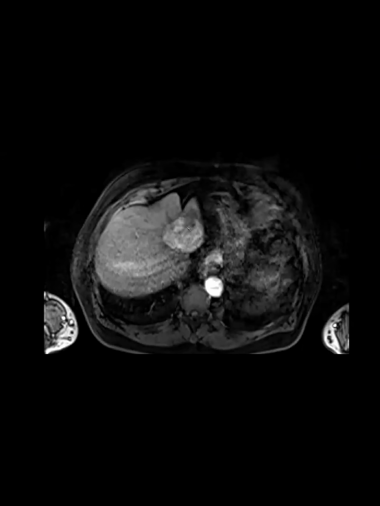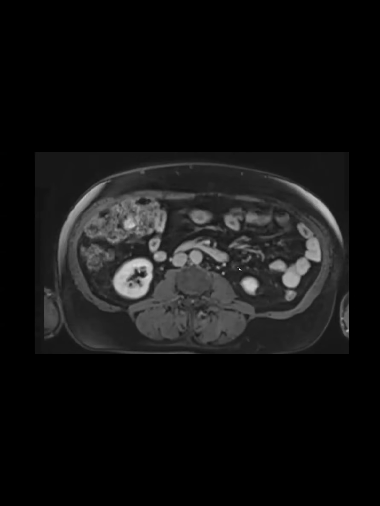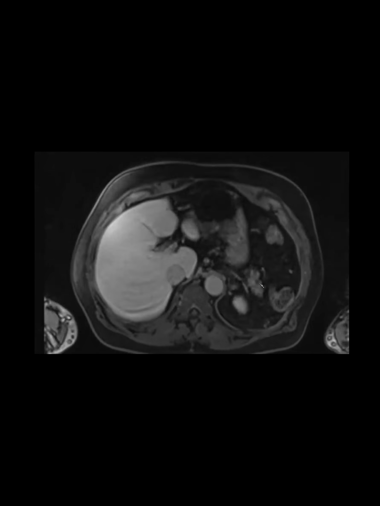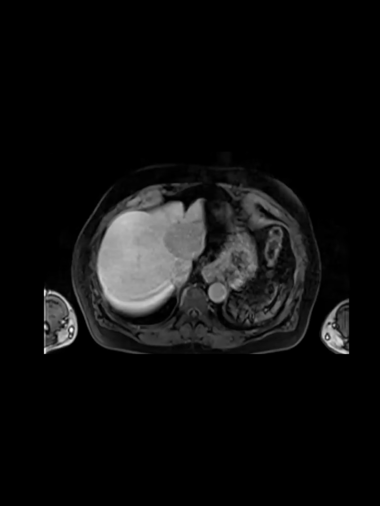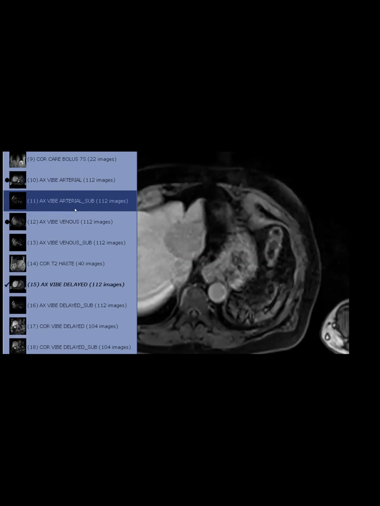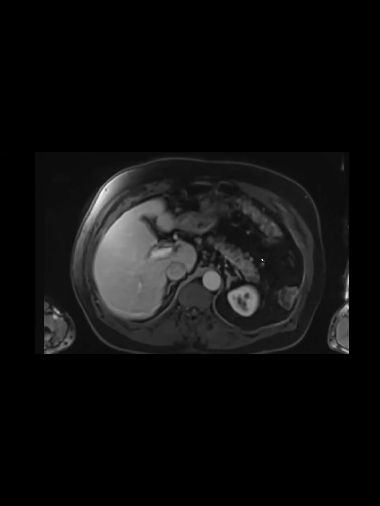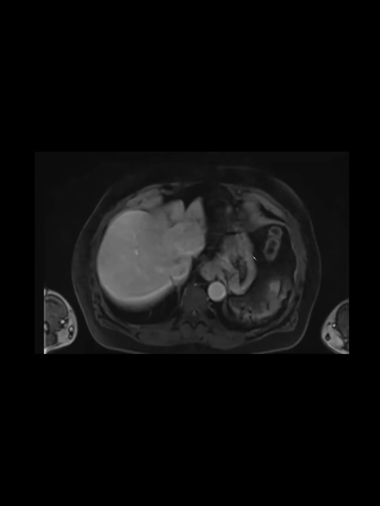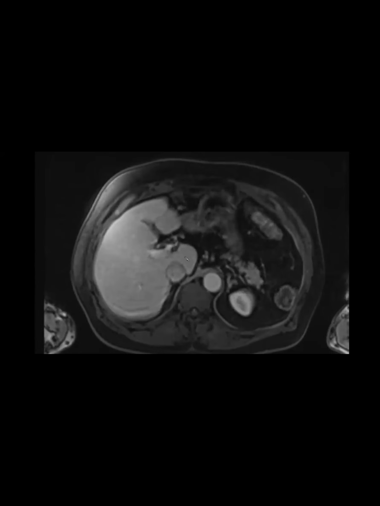Moderate enhancement on the arterial phase. Here it is on the delay. It was sort of iso on the venous, and here it is on the delay. Any thoughts? This is the venous phase. No history of liver disease, although their liver does look a little weird.